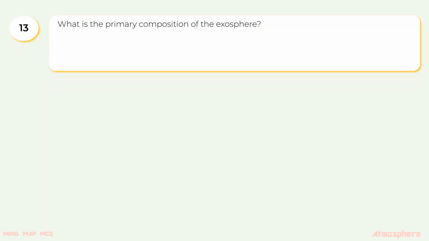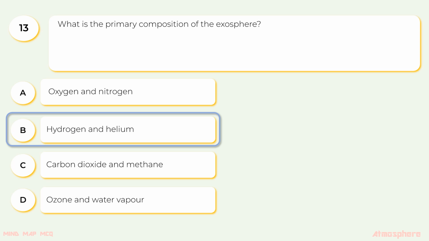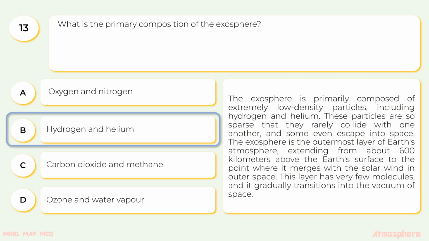13. What is the primary composition of the exosphere? The options are A. Oxygen and nitrogen, B. Hydrogen and helium, C. Carbon dioxide and methane, D. Ozone and water vapor. The correct option is B. Hydrogen and helium. The exosphere is primarily composed of extremely low density particles including hydrogen and helium. These particles are so sparse that they rarely collide with one another, and some even escape into space.